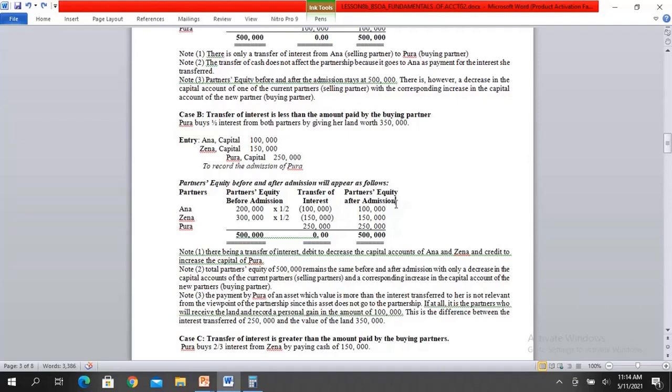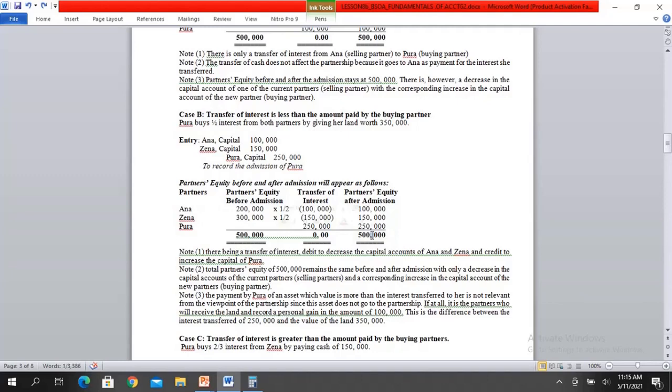Ayan. So, partner's equity after admission is 200,000 less 100,000 na transfer natin kay Pura, 100,000. So, 300,000 less 150,000 is 150,000. So, kay Pura, 250,000 yung magiging equity niya. So, kung titingnan nyo din, walang nagbago dun sa total ng partner's equity. So, before admission, meron pa ding total na 500,000. So, after admission, meron pa ding total na 500,000.